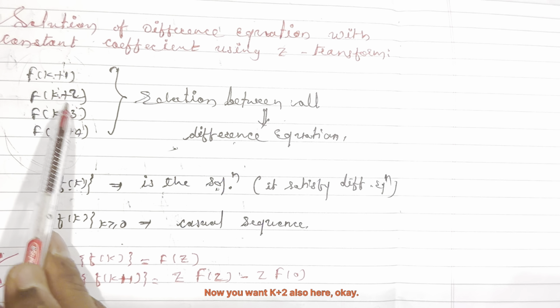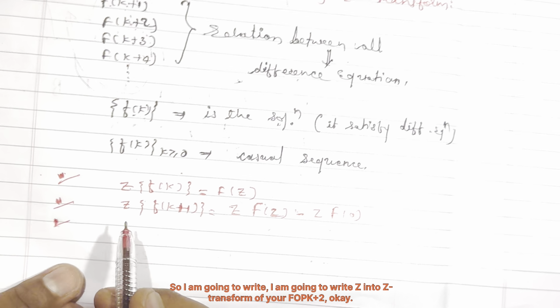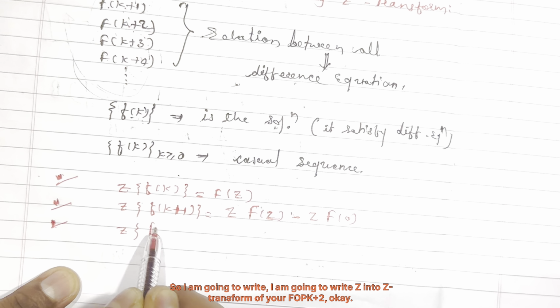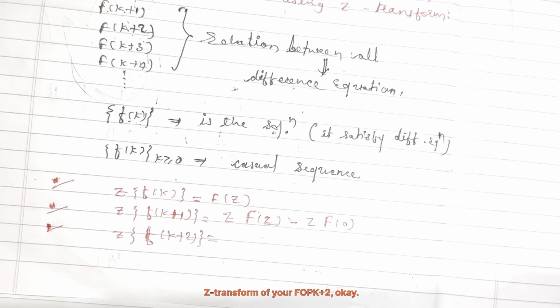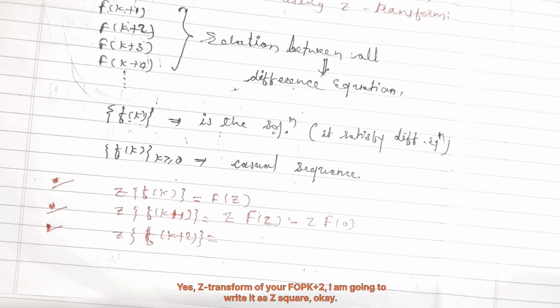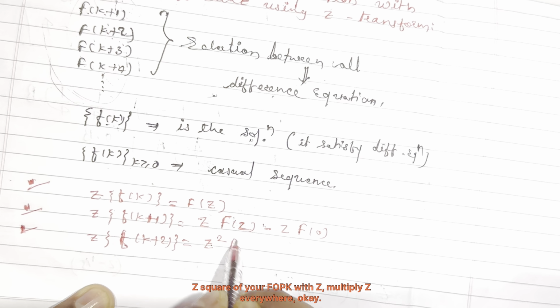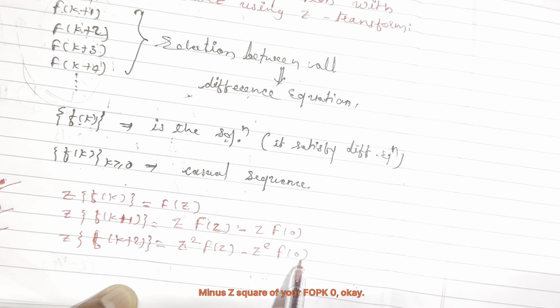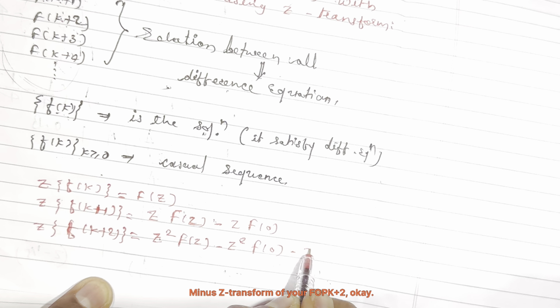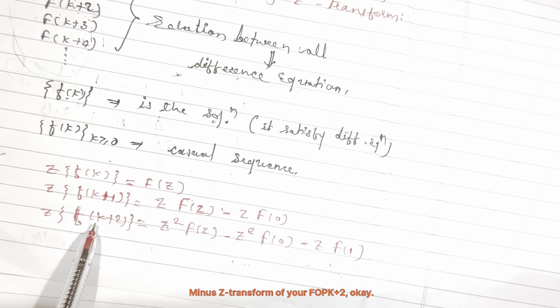Now you want k plus 2 also here. So I'm going to write z into the z transform of f of k plus 2. The z transform of f of k plus 2, I'm going to write it as z square f of z, multiply z everywhere, minus z square f of 0, minus z times f of 1. This one is our z transform of f of k plus 2.